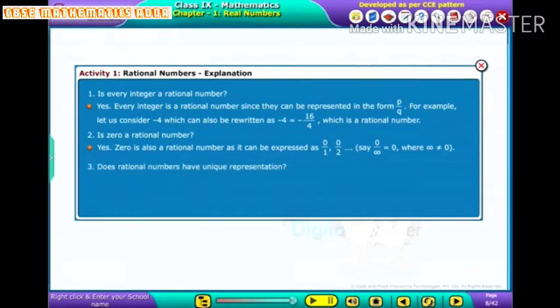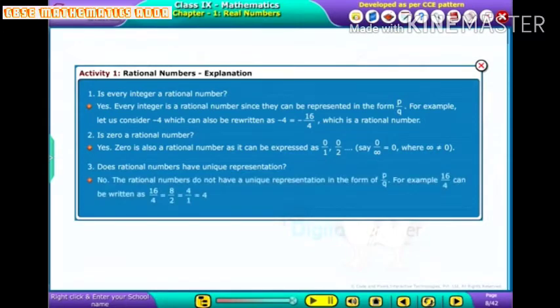3. Do rational numbers have unique representation? No. The rational numbers do not have a unique representation in the form of p by q. For example, 16 by 4 can be written as shown.